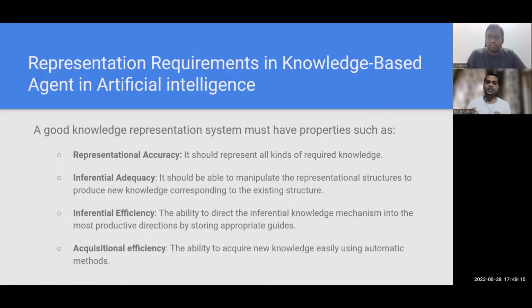Then we have inferential efficiency. This is able to direct the inferential knowledge mechanism into the most productive direction. We cannot just infer anything from the data. What we infer should give us some direction as to the actions that we might take based on what we conclude from the data. That's what data science is all about. We have a huge amount of information, but what to do with it? It's like meaningful extraction of the information so that we move in a certain direction.